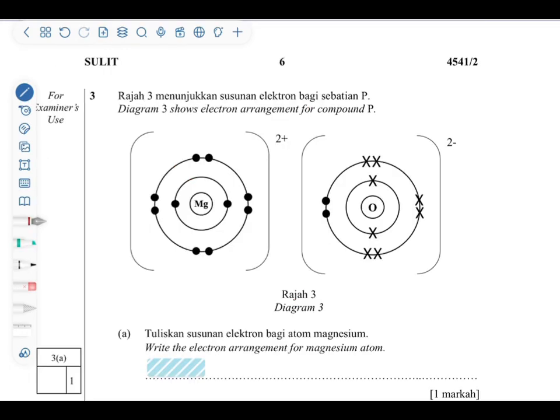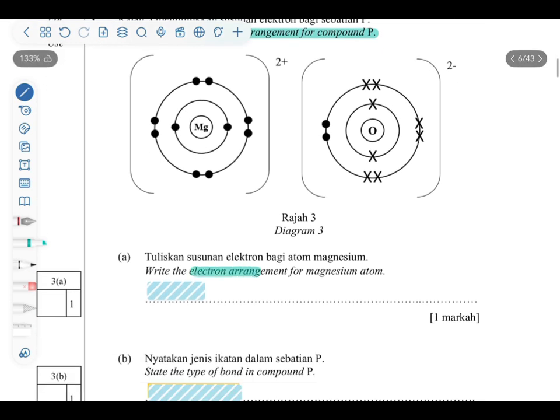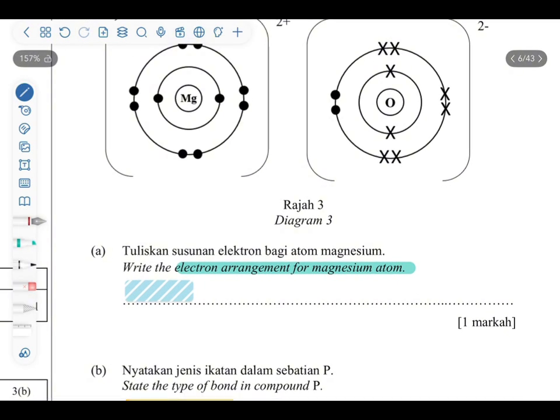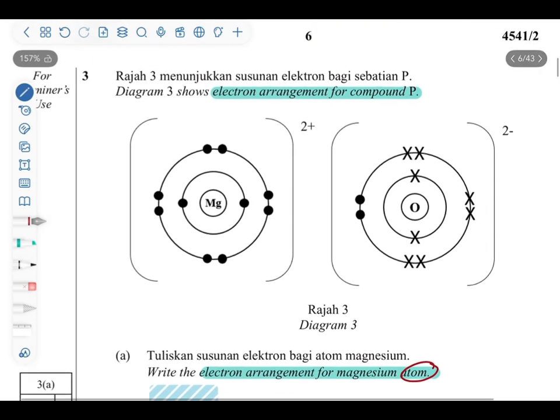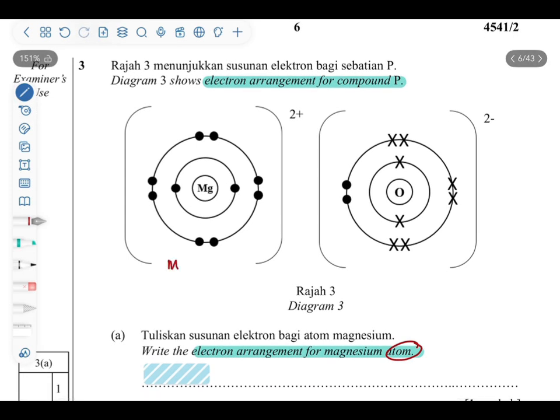So let's continue with question 3. This is a diagram that shows the electron arrangement for the compound P. So A, write the electron arrangement for the magnesium atom. So you need to take note that this is for the magnesium atom. Even though this diagram shows us the electron arrangement for compound P, and we know that this is actually a magnesium ion, and then this is another oxide ion.